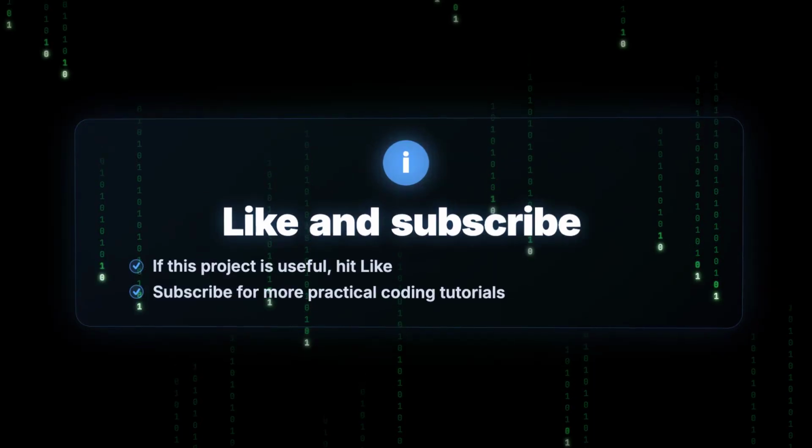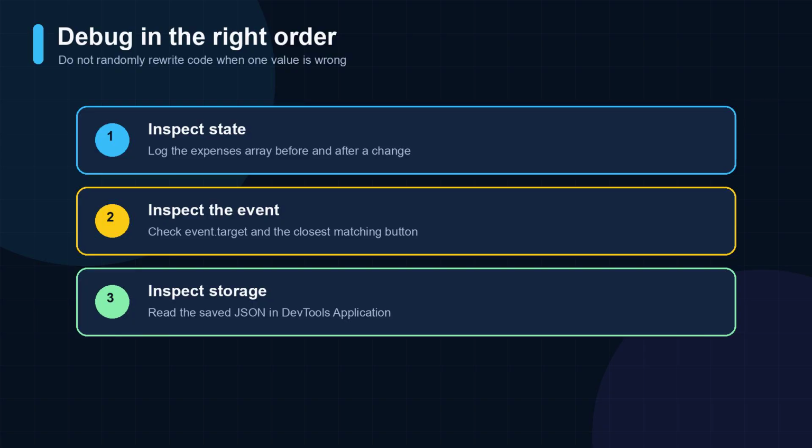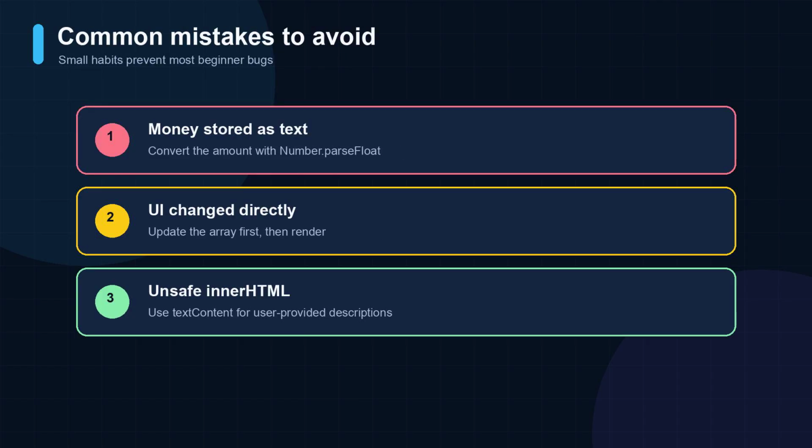When something breaks, inspect in order. First, inspect the expenses array, then the event target, then local storage. Debug the wrong value instead of randomly rewriting working code. 3 common mistakes are storing money as text, changing the page without changing state, and using inner HTML for user input. Our version avoids all 3.